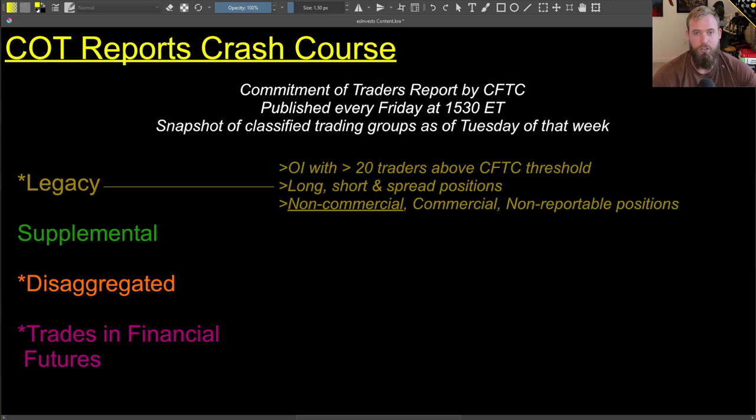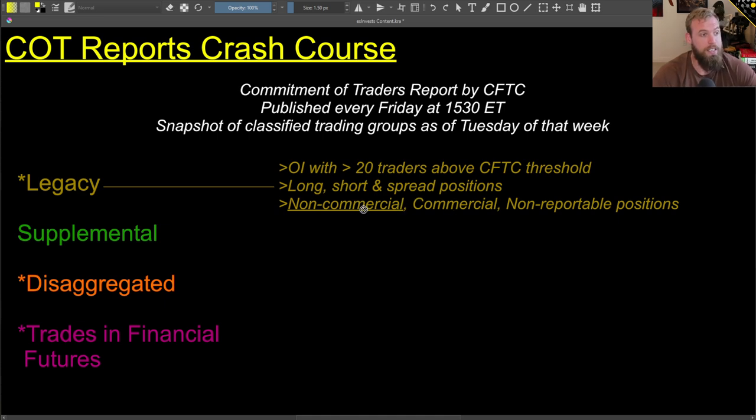The legacy contracts, this is kind of what you're used to seeing most of the time, the legacy report. And this is looking for open interest that has greater than 20 qualified traders that are above the CFTC threshold for trade sizing. So these are going to be typically larger positions being seen or aggregated in. They're going to be broken out into long, short, and spread positions. Really, long and short are what's most important to us here because that's where we're trying to pick a direction, whereas spread positions sometimes can be used for all different kinds of things, which leads into the third category here.